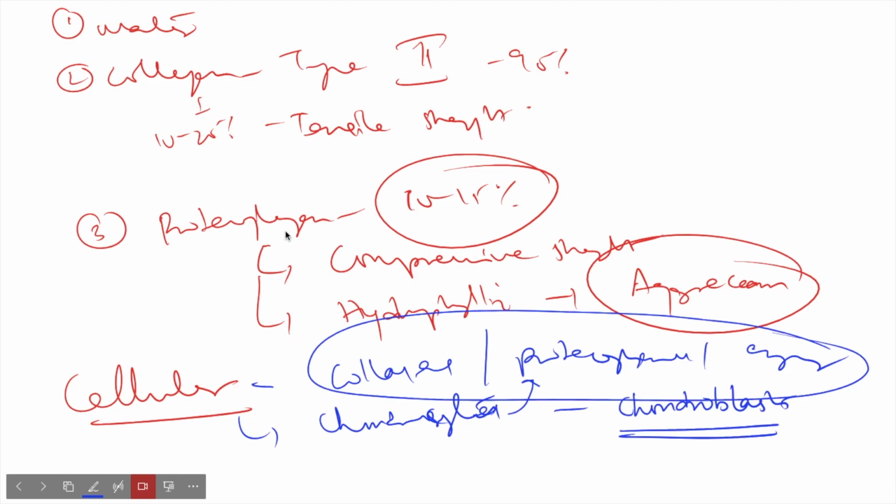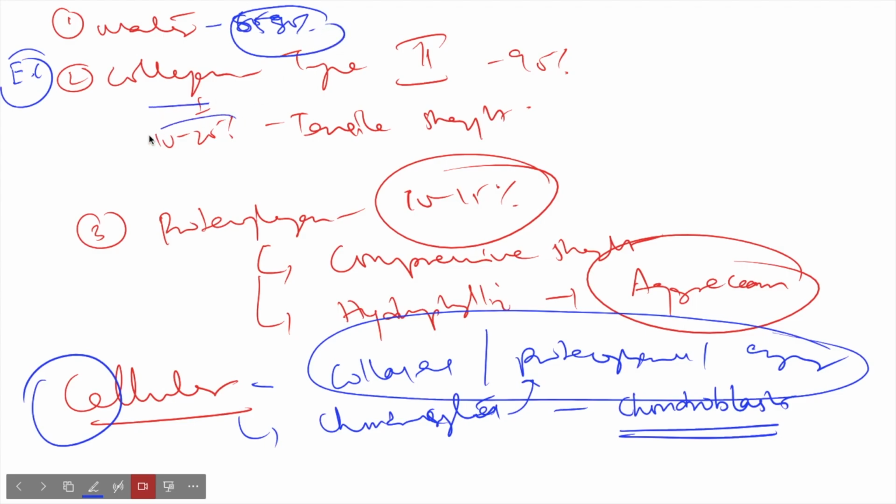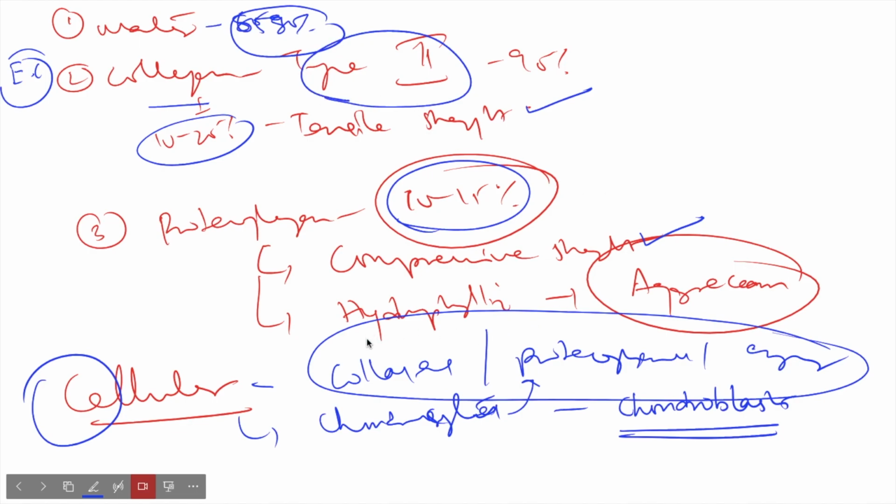So this is basically about the components of the cartilage. We have divided the components of the cartilage into extracellular component and cellular component. In the extracellular component, you have water, which forms about 65 to 80% of the weight. Then you have collagen, which forms 10 to 20%, and proteoglycans another 10 to 15%. Tensile strength is provided by the collagen. Compressive strength is provided by proteoglycans and water. Type 2 collagen is the most common collagen found in the cartilage. Proteoglycans are hydrophilic with the help of aggrecan. And cellular components are basically chondrocytes and chondroblasts.